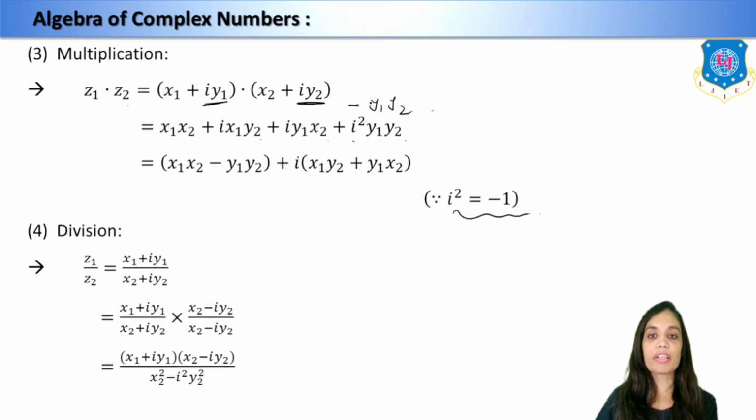Now again separate the real and imaginary parts. So your answer will be x1 x2 minus y1 y2, and from these two terms take out i common. So in the bracket what will come? x1 y2 plus y1 x2.